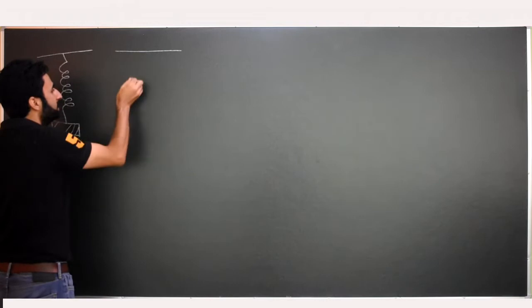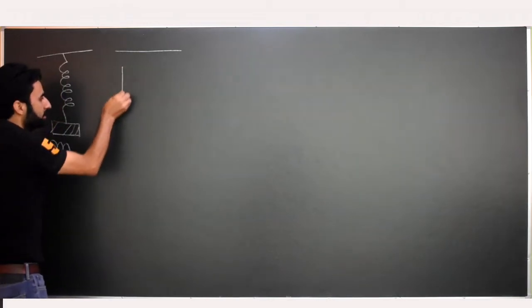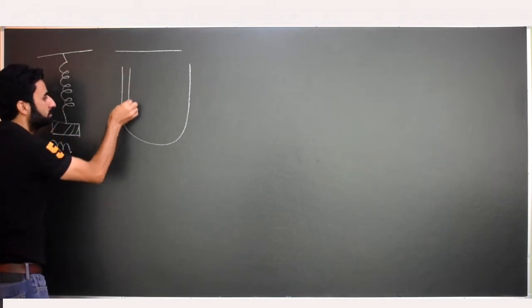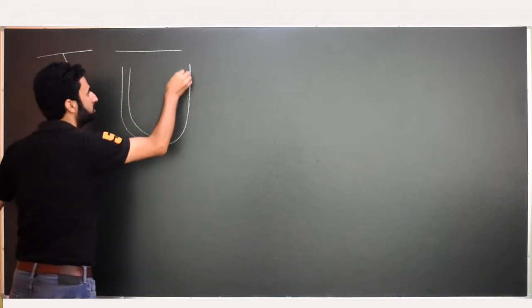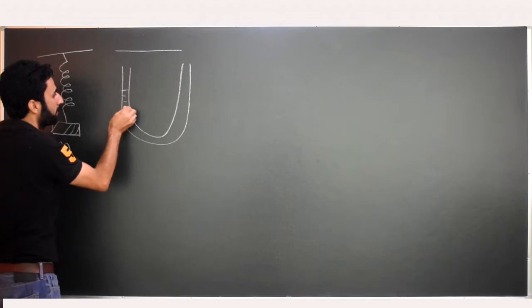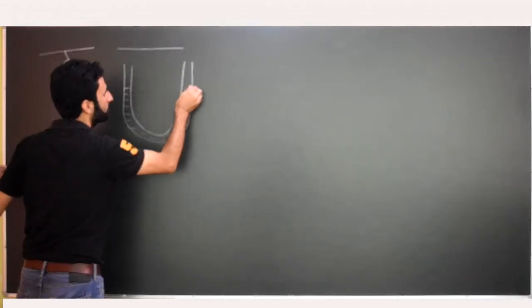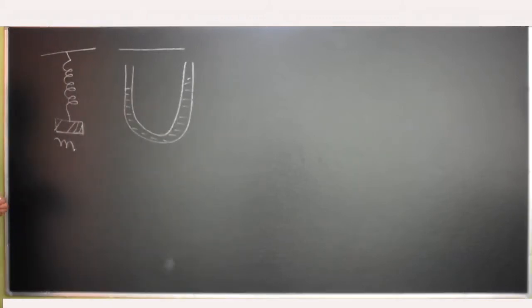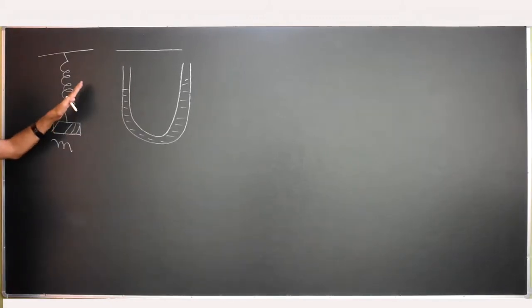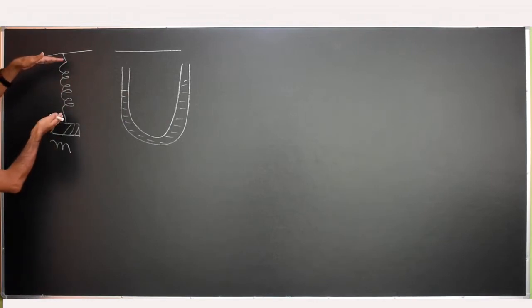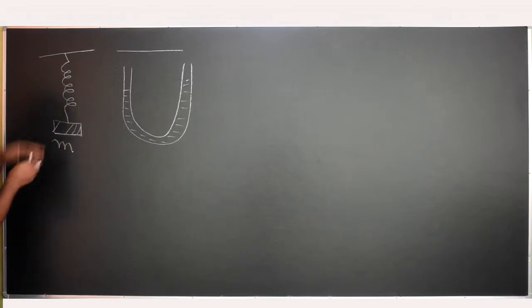Now let's have another example before we try to explain this. Okay, let's focus on these two examples. Now if we have a spring mass system, a spring undergoing vertical oscillations, and we have a mass m attached to it.